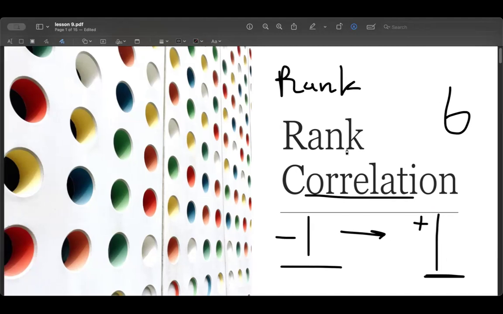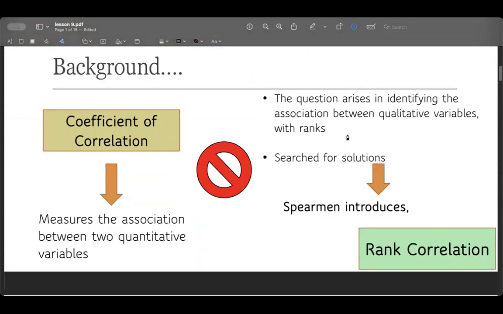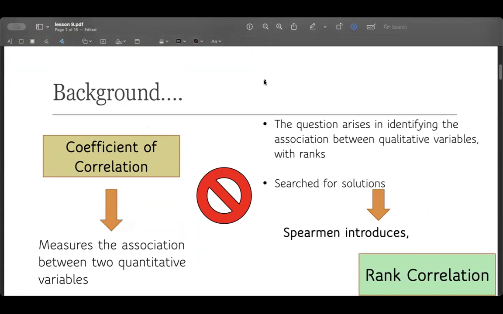So now we will be doing the rank correlation. Background will be the coefficient of correlation. The coefficient of correlation measures the association between two quantitative variables, that means two numerical variables. But for the rank correlation, the question arises in identifying the association between qualitative variables.